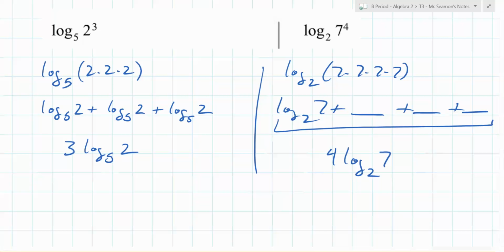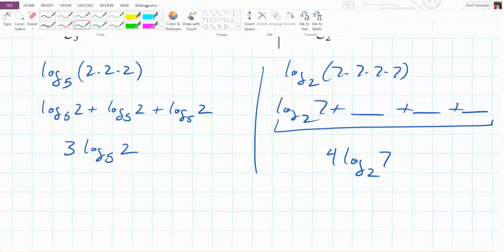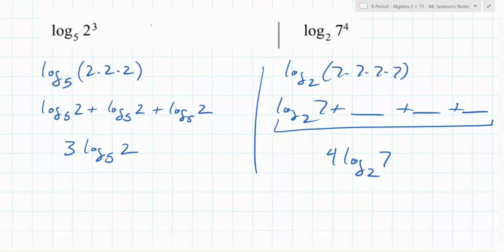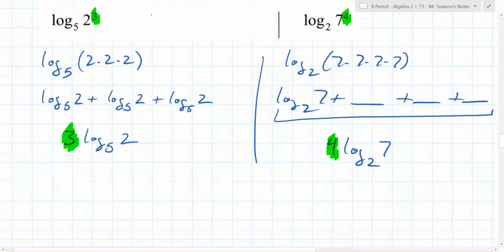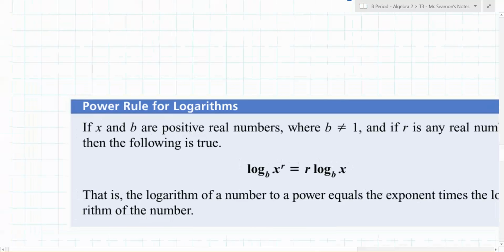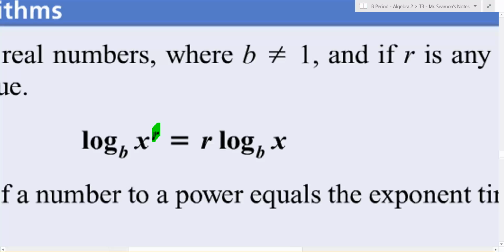Can someone tell me what the rule is? What can I do with the exponent? I'll give you a hint. Move it to the what? Coefficient, exactly. And can you go backwards with that too? Where did that 3 end up? Right there. Where did the 4 end up? Right there. So what does that mean the rule is? What can you do with the exponent? Bring it to the front. And you can go either direction with this.